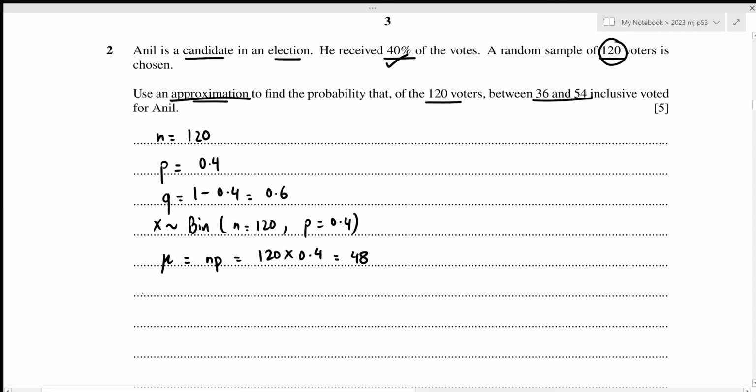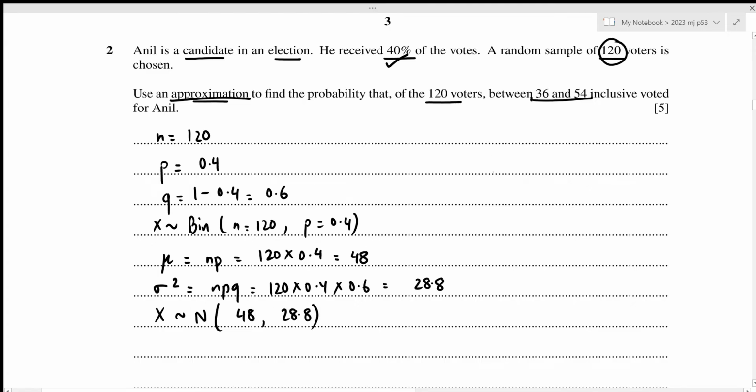Now we repeat the same process for variance, which is denoted by sigma squared for normal distribution. And for the binomial distribution, the formula for variance is npq. So that's 120 times 0.4 times 0.6, which results in the value of 28.8. Now, after approximation, X follows a normal distribution with mean 48 and variance 28.8.